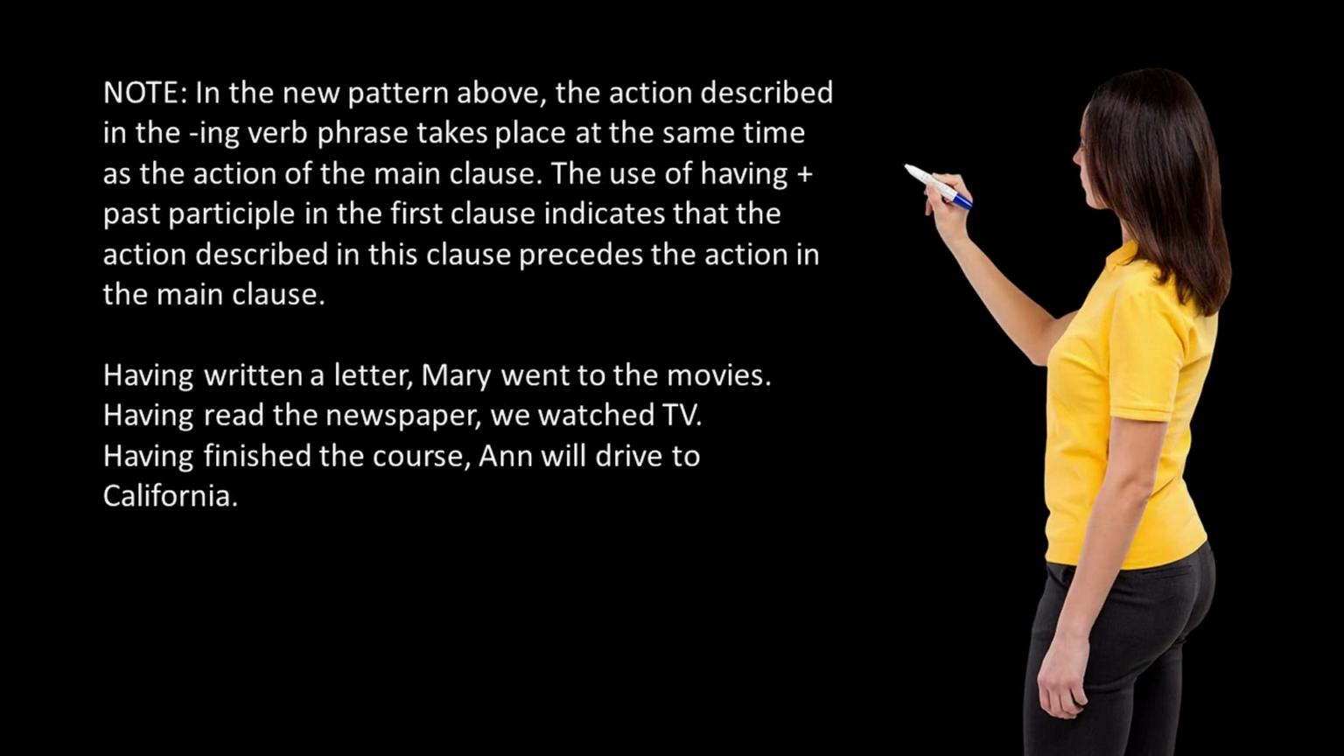In the new pattern above, the action described in the -ing verb phrase takes place at the same time as the action of the main clause. The use of having plus past participle in the first clause indicates that the action described in this clause precedes the action in the main clause. For example, having written a letter, Mary went to the movies. Having read the newspaper, we watched TV. Having finished the course, Anne will drive to California.